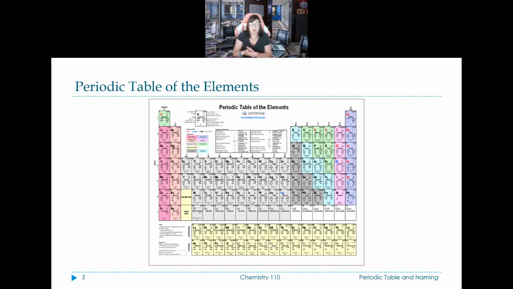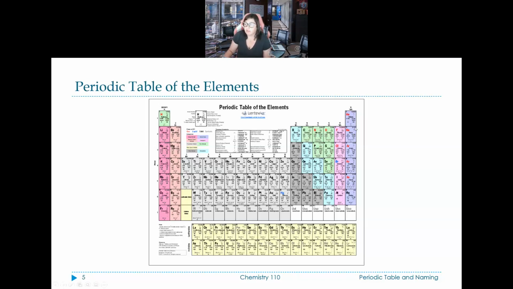Now, we now know that that chemistry has a lot to do with the number of protons, neutrons, and electrons that this thing has. And that's really interesting and useful information for us, because we can use this table to help us get through all of that information.